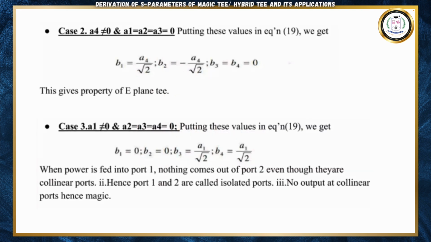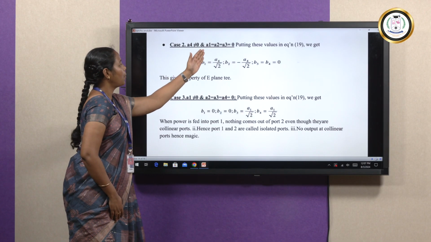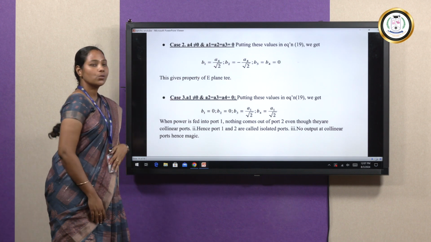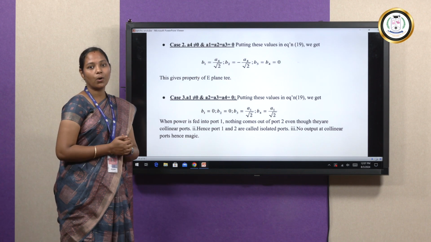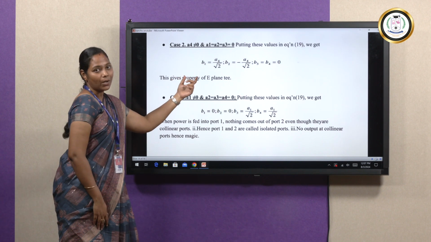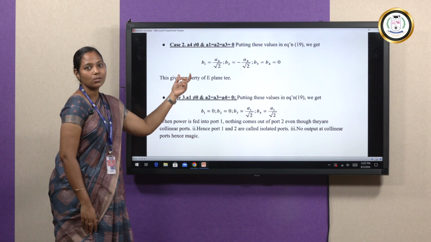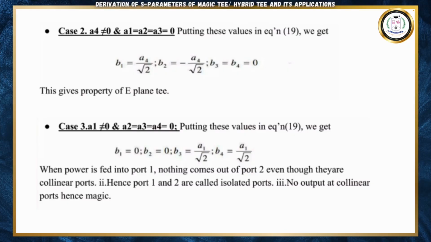The next thing is we are going to find out for the E-plane. So we have kept the E-plane as the fourth port. So I have mentioned A4 is not equal to 0. The remaining things, A1, A2, A3, are 0. So we know that for E-plane, if it is E-plane, we have to make it minus values because they have opposite phases, equal amplitude and opposite phases. So we have a minus value. So substituting these equations, B1 equals A4 by root 2, B2 equals minus A4 by root 2. So it is nothing but your E-plane tee.